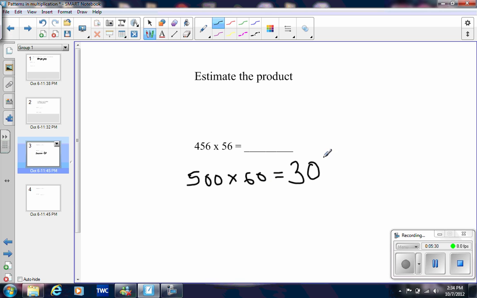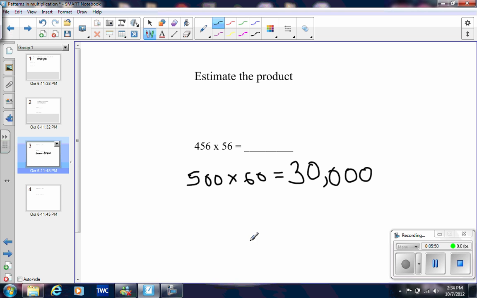1, 2, 3. So eventually we'll have to do the exact answer as we get into the next lesson and the lesson after. But when I get my exact answer, I compare it with 30,000 and see if that answer does make sense. Just one step further, I'd like you to take a look at what we did.